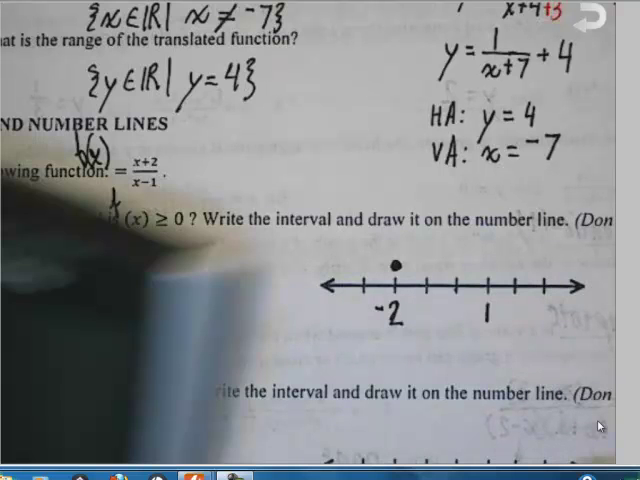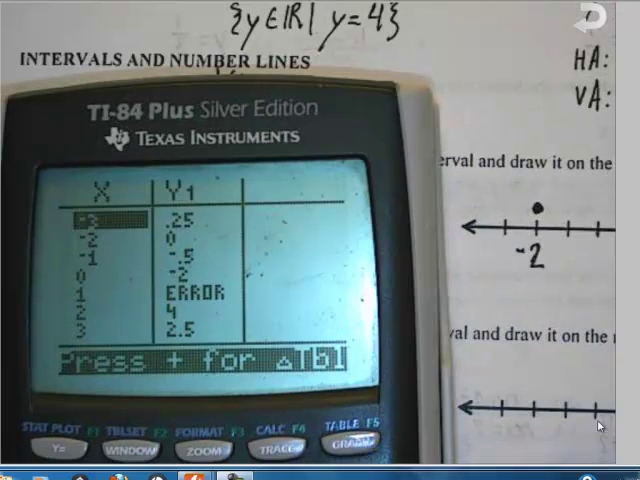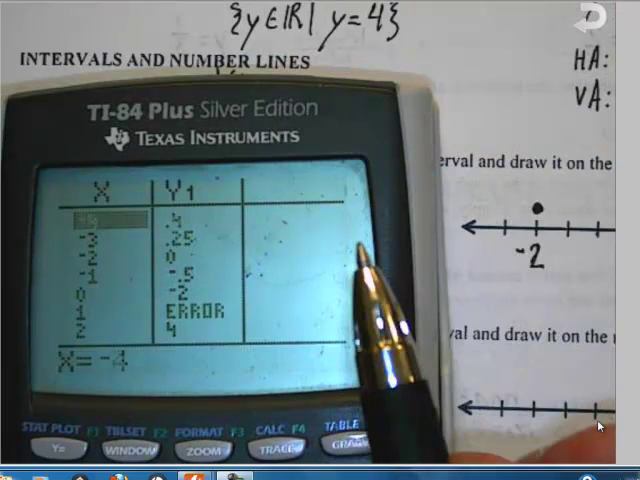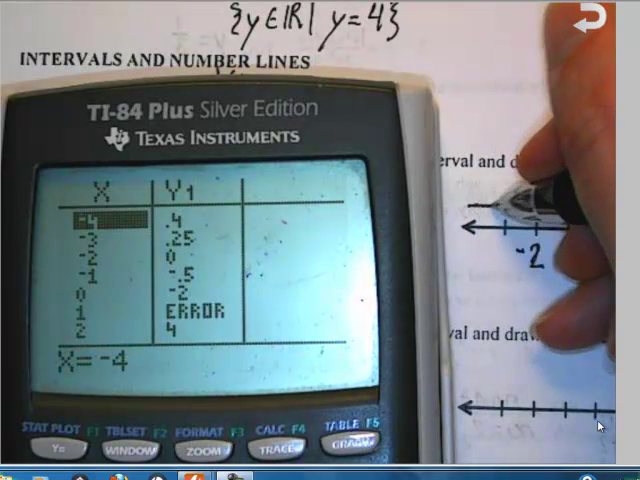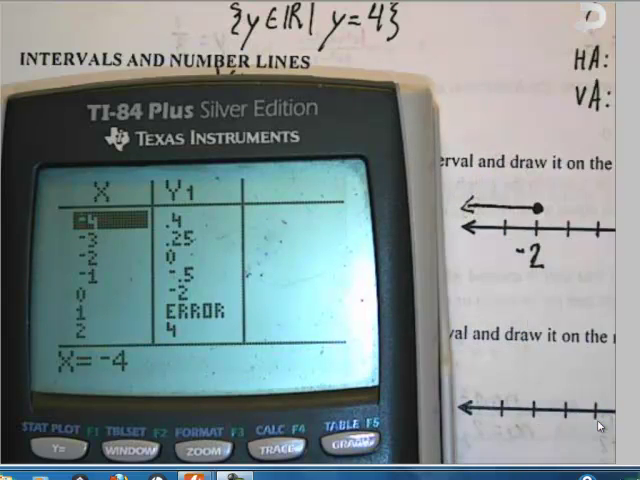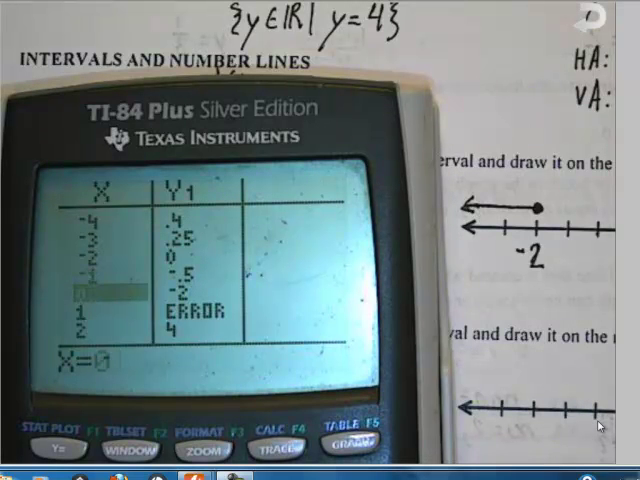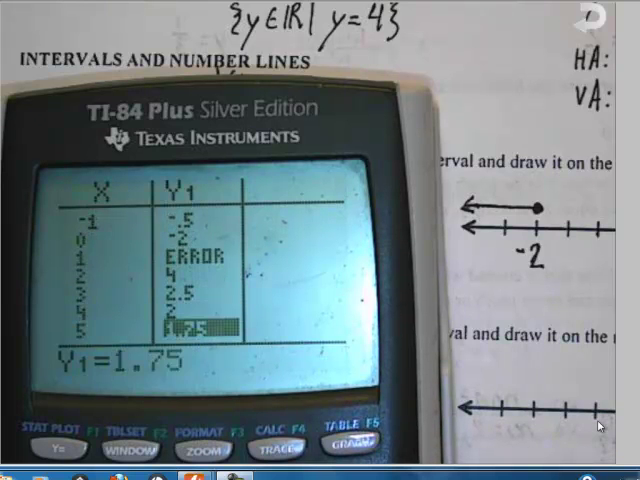Going back to my table, negative 3 is greater than 0, as is negative 4. So, everything less than negative 2 fits the conditions put forward in the inequality. Now, you also have a very small place between the 0 and the asymptote, where the terms are less than 0, and that's okay. But then, once you get past x is equal to 1, things start getting positive.